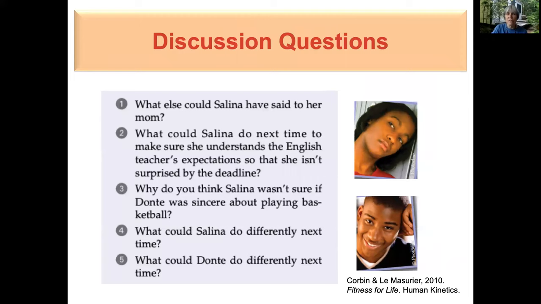The students reading this scenario can think about these discussion questions, or you can make up your own, but these come along with it in the text. So what should she have said to her mom? What should she do next time to make sure that she meets her English teacher's expectations? Why do you think she wasn't sure whether Dante was sincere about asking her to play basketball? What things could she do differently? Just hearing and thinking about these answers helps students, I think, have something in their head when a situation does come up, so they can deal with it in a more efficient manner and with the skills that they really need. Next slide.